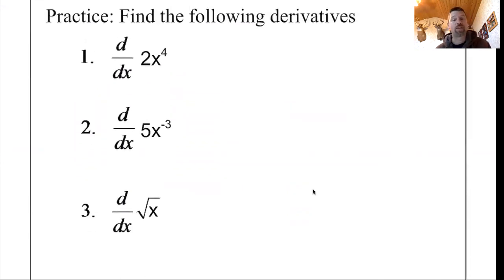Some practice. I would recommend you pause the video and try these on your own. This is going to be huge that you can do these problems. They shouldn't be hard. The last one might throw you for a little bit of a loop, but it's not too bad if you remember your rules for radical signs.